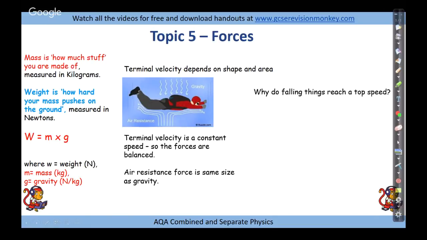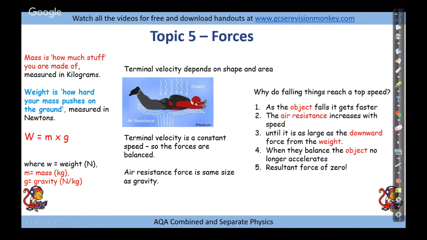Now, why is it then that falling things reach a top speed as they fall through the air? Okay, so they love asking questions like this. So as the object falls, it gets faster. When you first step out of an aeroplane, you're not moving at all. And then as time goes by, you're accelerating, so your speed gets faster.